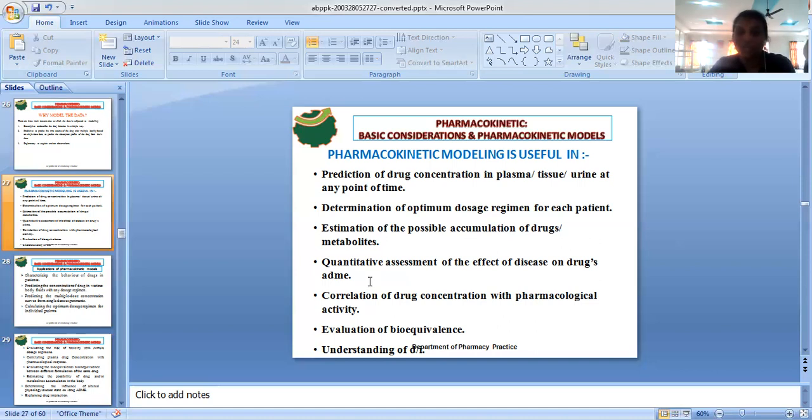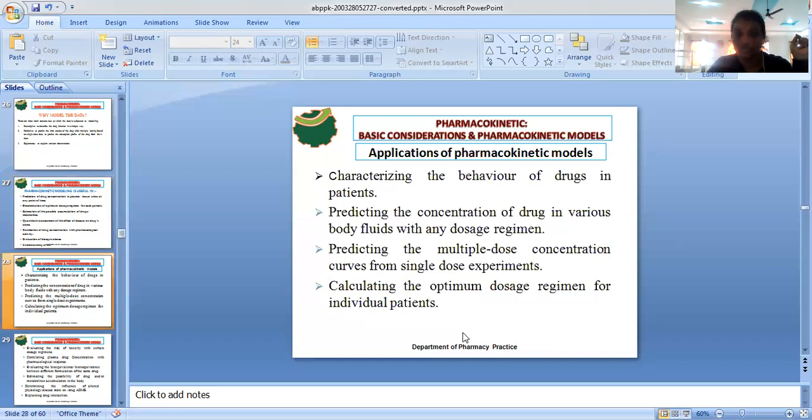And it is also useful for quantitative assessment of the effect of the disease on drug absorption, distribution, metabolism, as well as excretion. And apart from that, it also develops a correlation between the drug concentration attained in our plasma or blood and the pharmacological activity, which will also vary. That correlation can be developed by using all these pharmacokinetic models. You can easily develop a correlation between concentration and pharmacological activity, and evaluate bioequivalence as well as understand drug interactions.